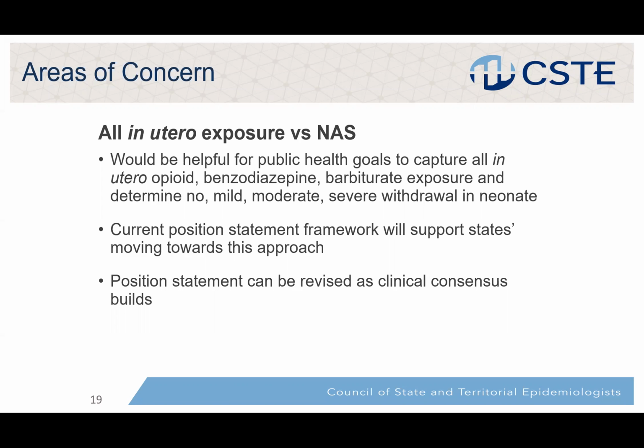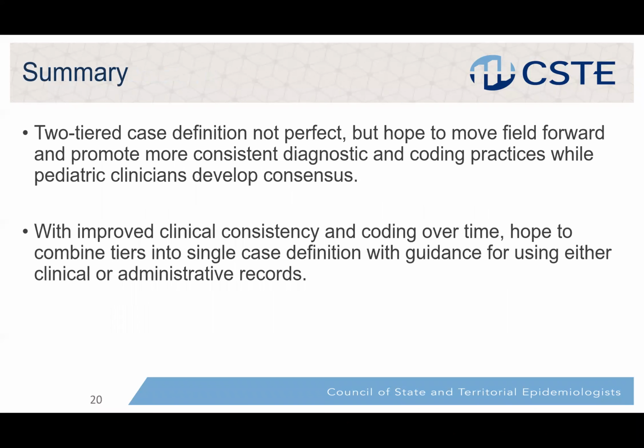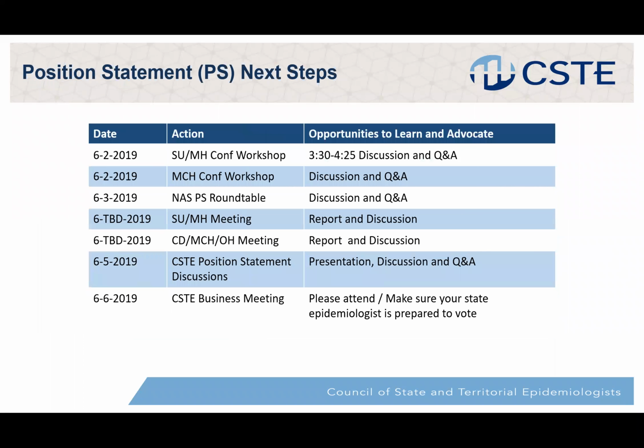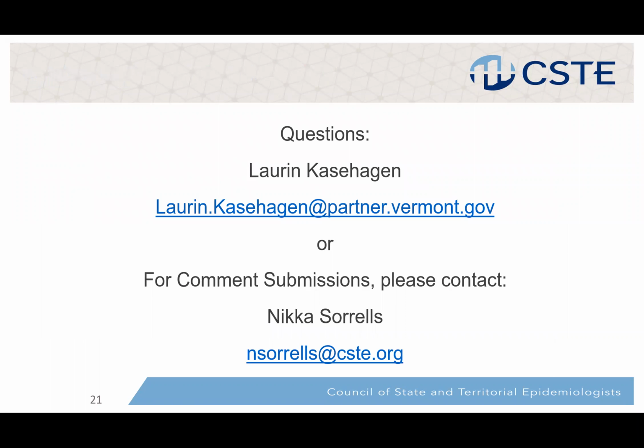So in summary, we've got a two-tiered case definition. It's not perfect, but we hope it moves our field forward and promotes more consistent diagnostic and coding practices while the pediatric clinicians develop consensus. We also hope that with improved clinical consensus and coding over time, our tiers can be combined so that they're a lot less confusing and less numerous, and that we have better guidance for using the clinical and administrative codes and records. Thank you, and if there is time for questions, that would be great. At the end of this presentation, there are also some next steps that you'll see if you are able to attend the CSTE conference in June, where we vote on the position statement.